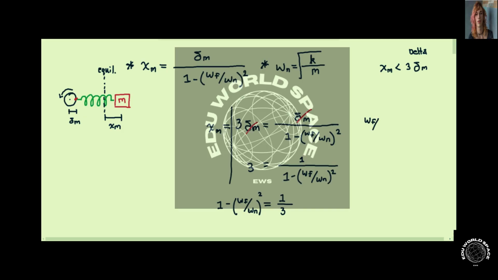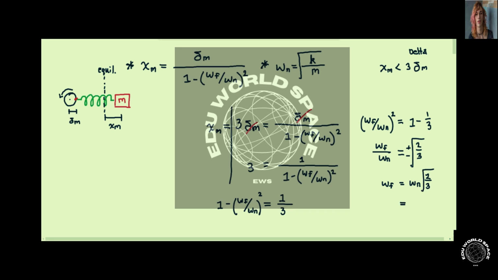We are left with omega f over omega n squared equals 1 minus 1/3. 1 minus 1/3 is 2/3. And we'll just simplify this further. I'm just putting the square root here to remove the squared, plus or minus. But since we know that angular frequencies would be positive, we'll keep the positive. 2/3. There we go.